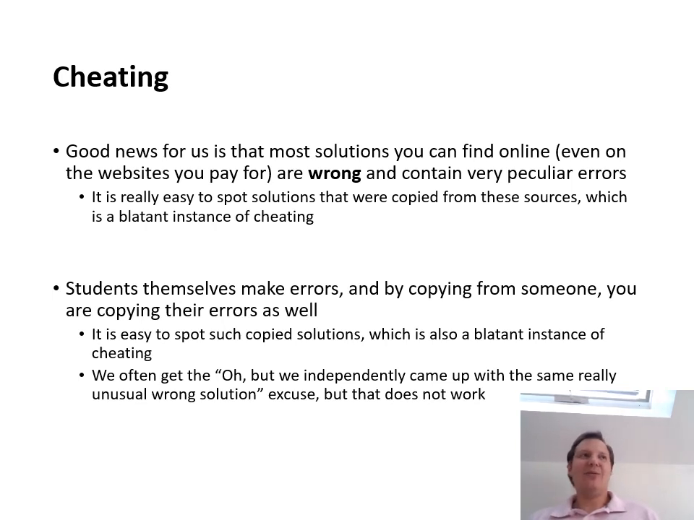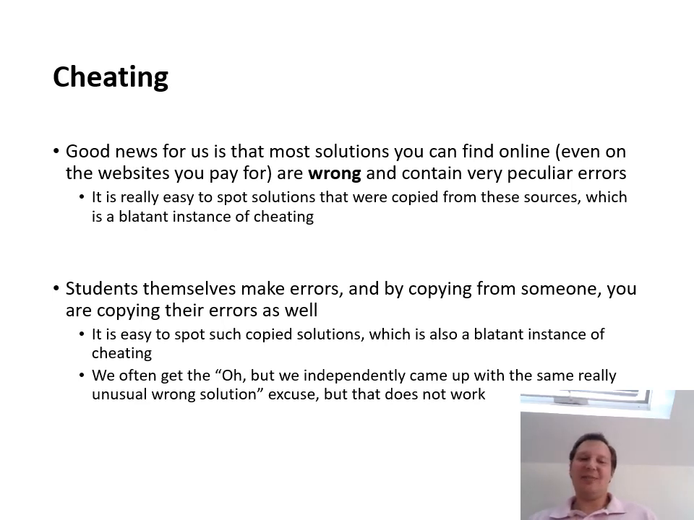Now, even when you copy solutions from other students, as it turns out, students often make errors themselves. And when you copy a solution from someone else, that solution is often not going to be completely correct. And so now you're both going to have the same errors. And the kinds of errors you have are also really unlikely. And so it's, again, easy to spot such copied solutions, which is also a blatant instance of cheating.